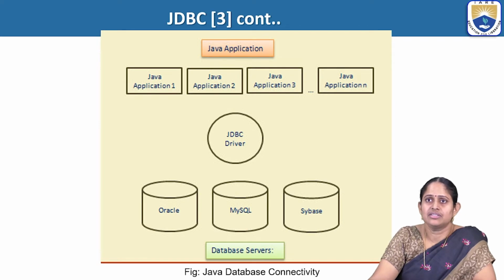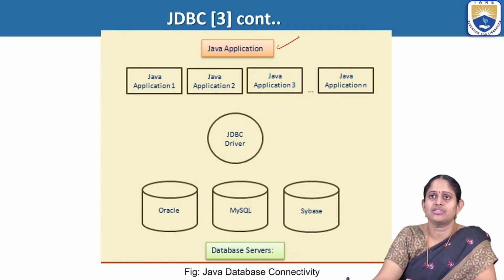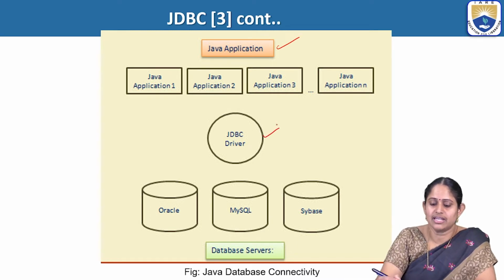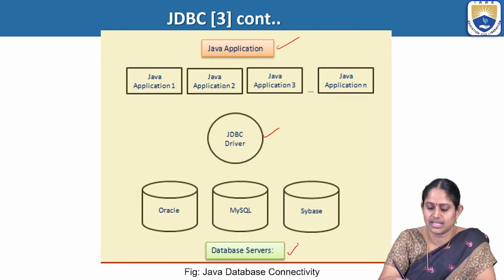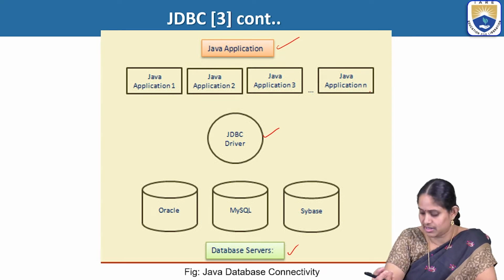This is the structure of JDBC. We may have various Java applications working on our front end, and we make use of the JDBC driver to connect to the database servers working in the backend. JDBC provides a lot of methods which make the Java application and the database interact with each other.